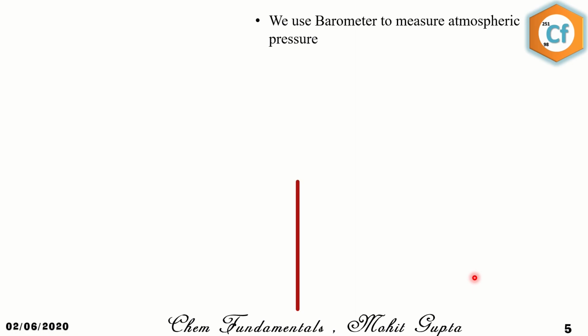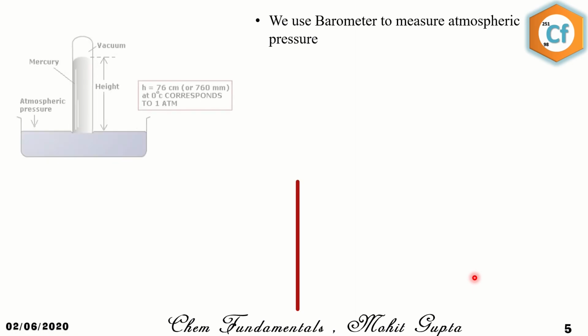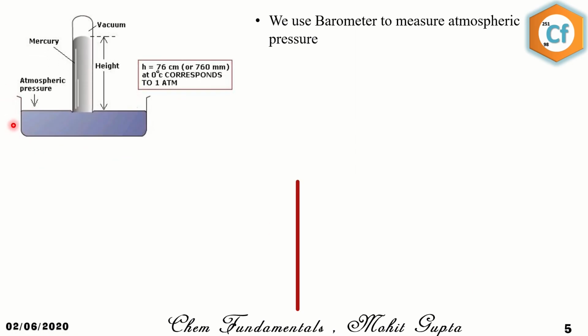generally use a manometer. So what is a barometer? A barometer is a glass equipment. You can see here we have taken a glass tube, and above which we have suspended a column. In this case, we have taken mercury. So atmospheric pressure is the pressure which is exerted by the atmosphere. So the atmosphere exerts some pressure over here and the mercury rises in the column. So this is the height of the mercury, which is equal to 76 centimeter or 760 mm. That's why we call 1 atm equal to 760 mm of Hg.